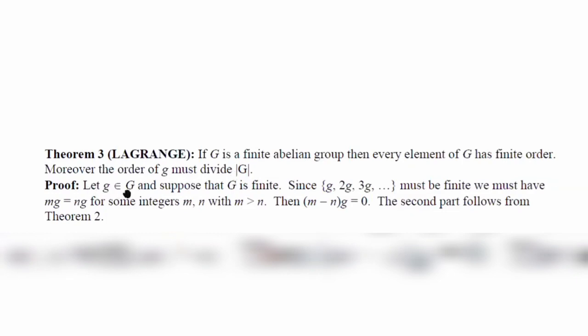How? Let g belong to G. It's some element we are taking from G, and suppose that G is finite. Since G is finite, we have mg equals ng for some integers m and n, with m greater than n. So we can subtract it. It follows the next part as we have studied in theorem number 2.